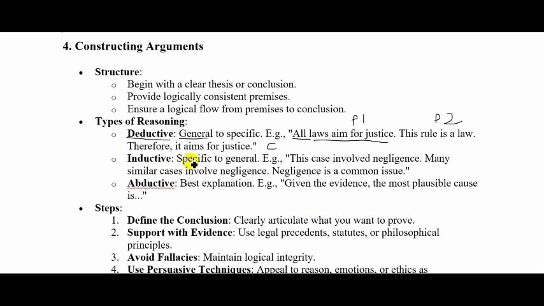Inductive reasoning. It is from specific to general, exactly opposite of the deductive. It takes a specific case and applies it to the general principle. So this case involved negligence. So this is specific. Many similar cases involve negligence. Therefore, negligence is a common issue. So it is an inductive argument. Abductive is best explanation reasoning. That is, given the evidence, the most plausible cause is such and such.